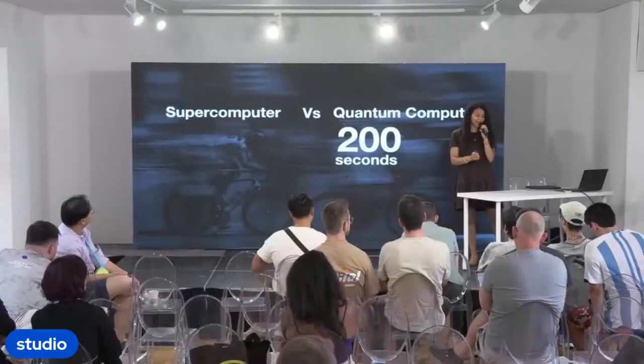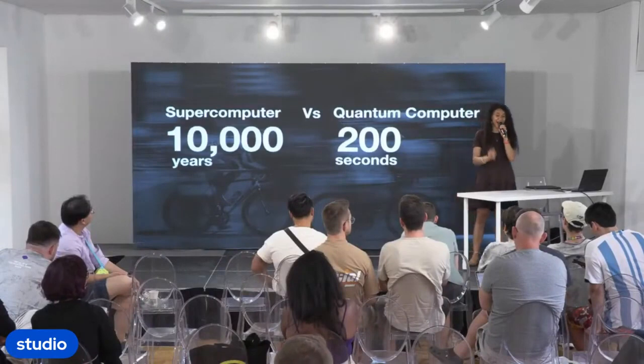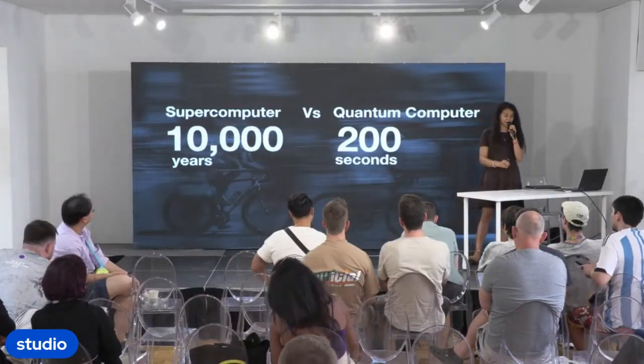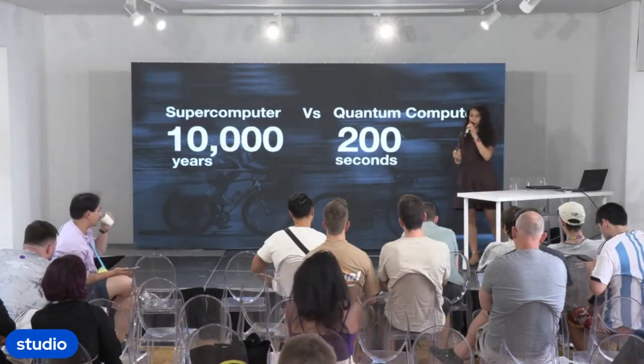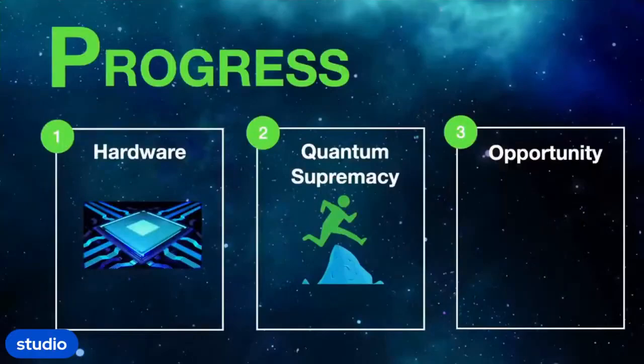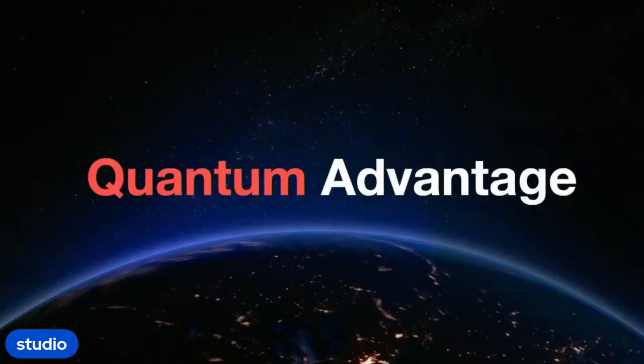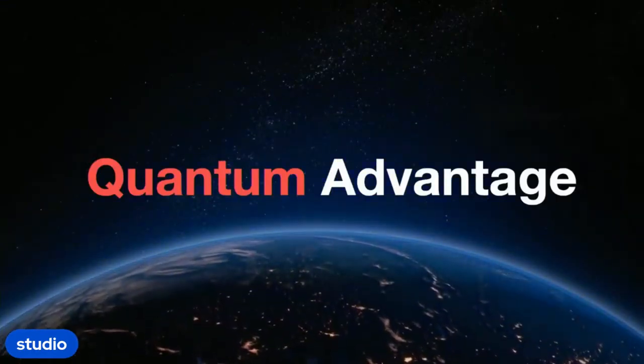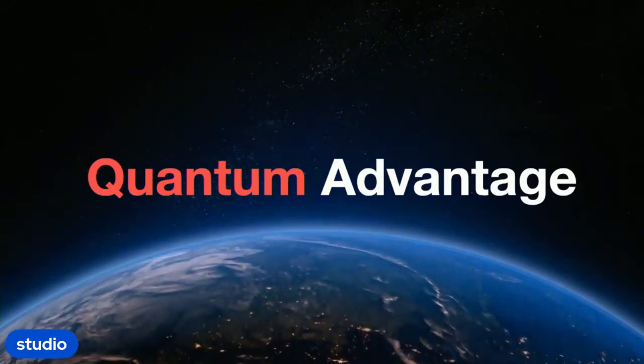So a quantum computer took 200 seconds, and they estimated it would take 10,000 years on a supercomputer. That was the first example of a real problem that could be solved exponentially faster on a quantum computer. And so now is sort of what's next. Next is this idea of actually doing something practical with a quantum computer, which we call quantum advantage.